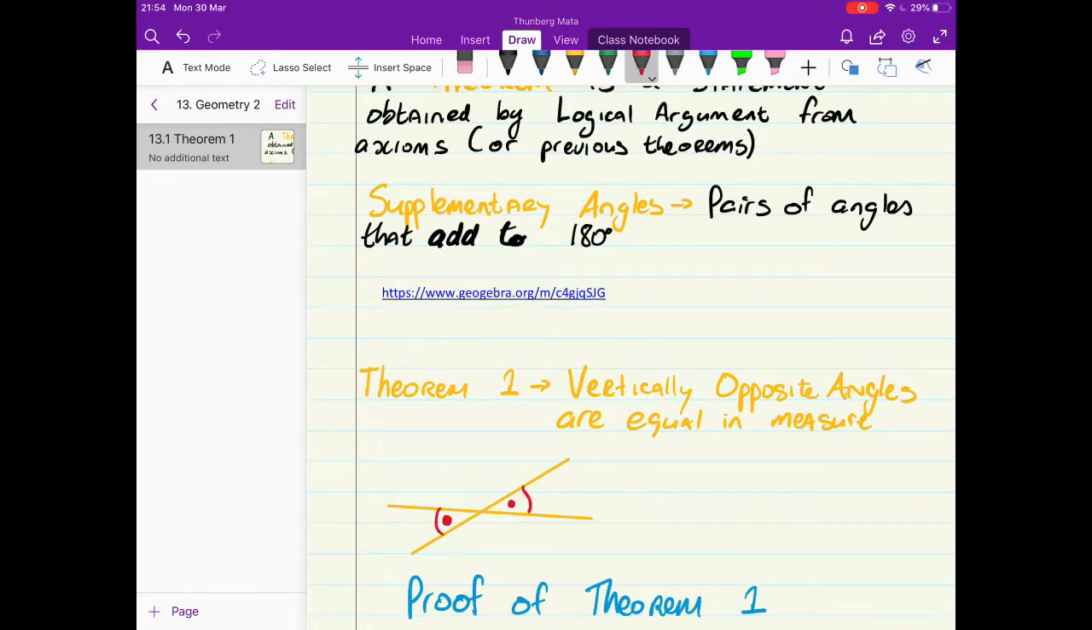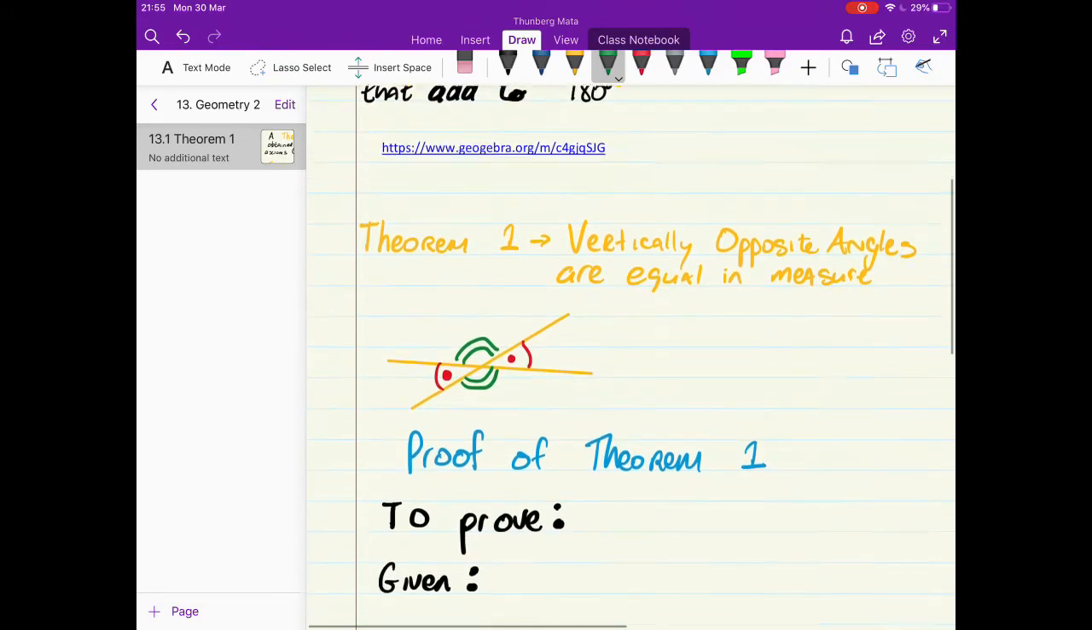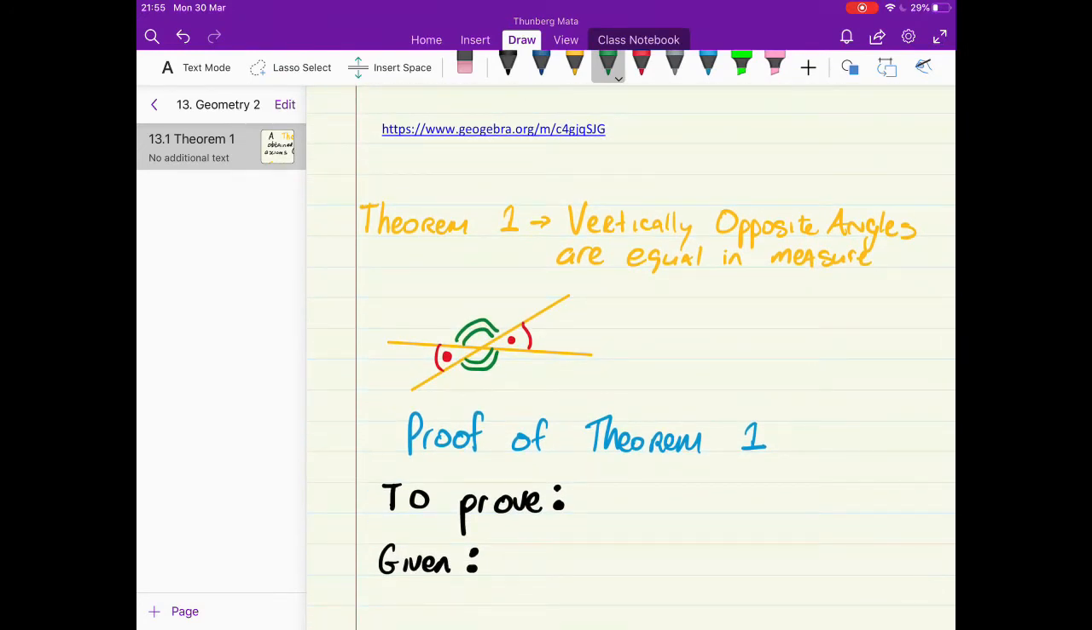So we want to prove that this angle that I'm marking red is equal to this angle that I'm marking red. And we also want to be able to prove that this angle here is equal to this angle here. So they are vertically opposite angles. We want to prove they are true. To do that, we need to set out our theorem. The first thing I need to do is state what I want to prove. So I'm trying to prove that vertically opposite angles are equal in measure. So we always start our statement by saying: to prove, vertically opposite angles are equal in measure.